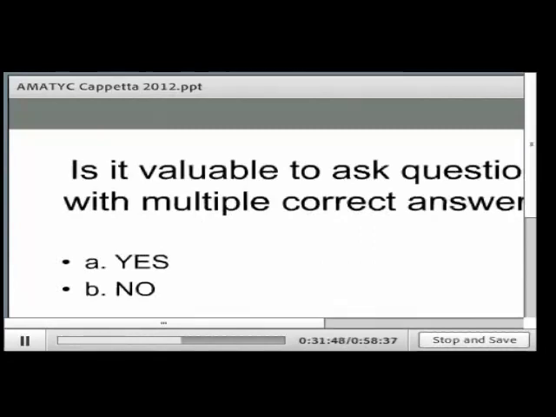So let me ask you this question. Do you think it's valuable to ask questions with multiple correct answers? Or do you think that might confuse students and make it more difficult for them to understand where things are going? Is it a good idea to ask questions with multiple correct answers? Or do you think that can cause us difficulty? So we'll see what people say on that.